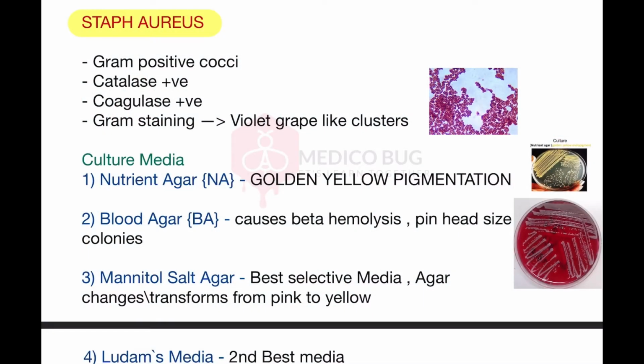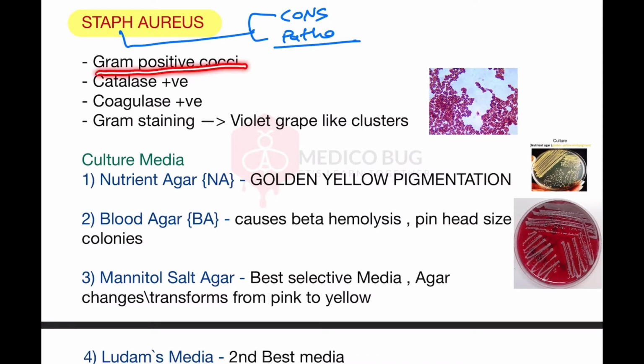In this video, we will talk about Staph aureus, Staphylococcus aureus. We have already classified Streptococcus and Staphylococcus, and we have also classified Staphylococcus into CoNS and pathogenic. So Staph aureus comes under pathogenic. First of all, it is gram-positive cocci, and it is catalase positive, which means catalase positive is Staphylococcus, and catalase negative is Streptococcus.